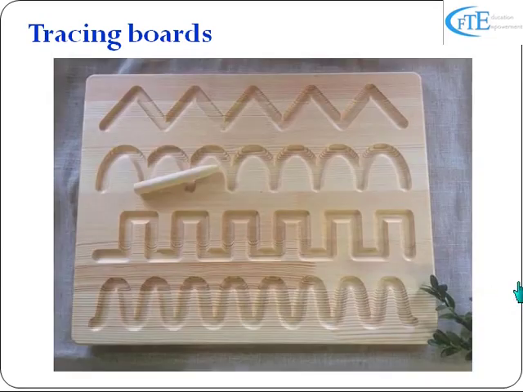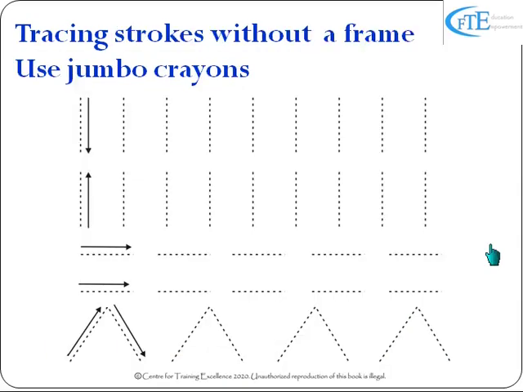Here is another tracing board for toddlers. Here you have the wooden pencil and the child has to trace these shapes. Then we move on to tracing on a sheet of paper. Notice how we get the child to trace with jumbo crayons, and these strokes have not been put in a frame.